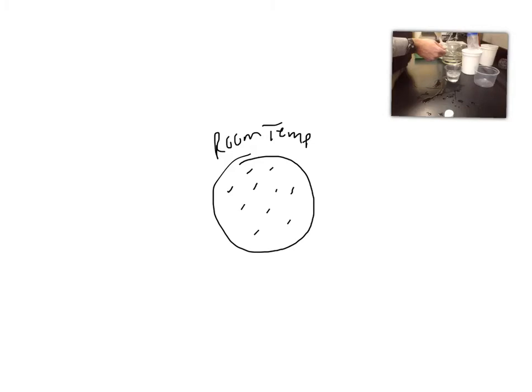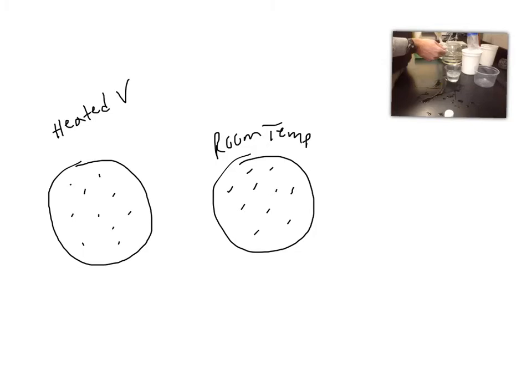Well, let's draw the same volume as close as I can, and we'll call this volume of air the heated up, the heated volume. Okay? So we still have our same 10. 1, 2, 3, 4, 5, 6, 7, 8, 9, 10. No new particles are made. Particles are not created because it's matter. Gas is matter, air is matter.